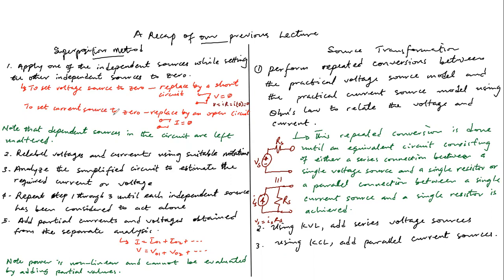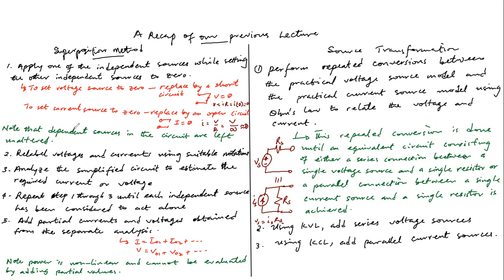And then to set the current source to zero, we replace it by an open circuit, because with the open circuit, no current will flow. We also made mention of yanking off that particular source element from the circuit. If I is the same as V over R, then for us to have this as zero, no matter the value of V, the resistance should tend to infinity, and this will tend to zero approximately, because for an open circuit, the resistance tends to infinity.